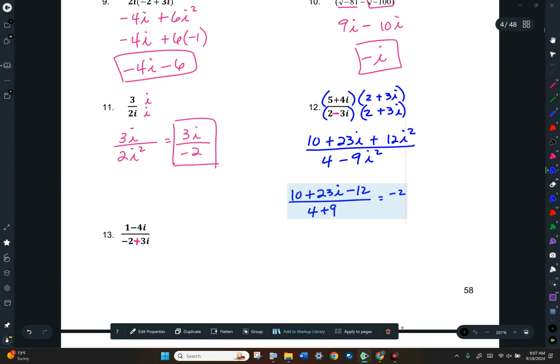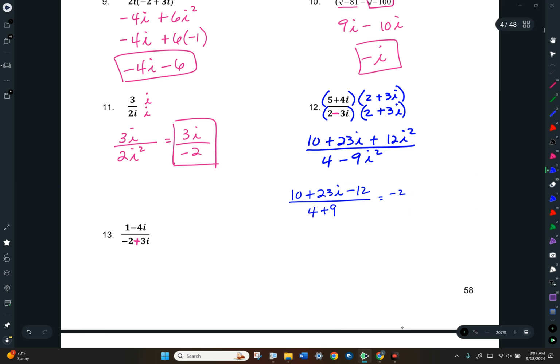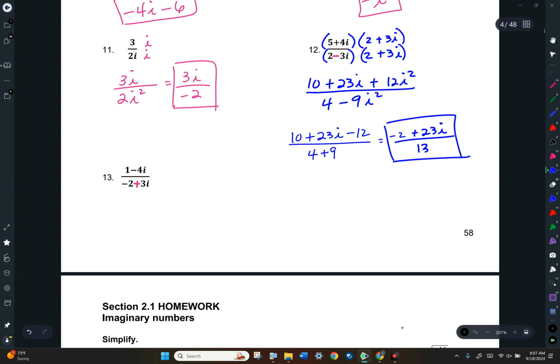So in the top, when I combine the 10 and negative 12, I have negative 2. I still have the plus 23i. And in the denominator, I have 13. So I'm not saying it's any prettier than the original, but there are no longer any i's in the denominator. And that's what we were doing when we rationalize. Okay, so let's try one more of those.